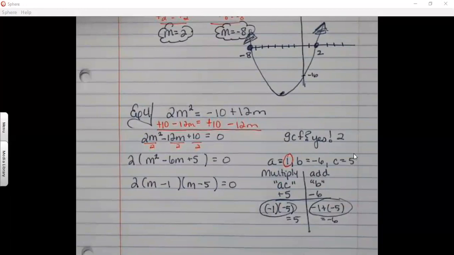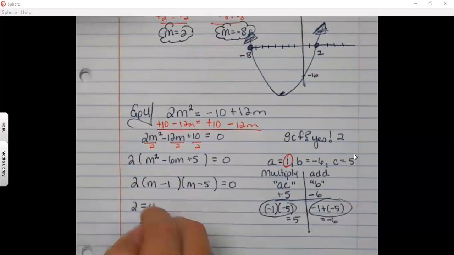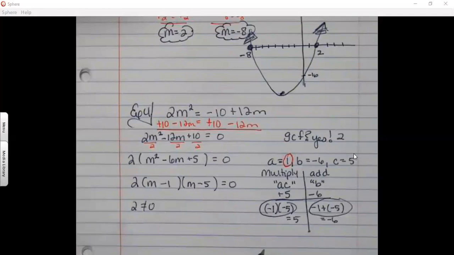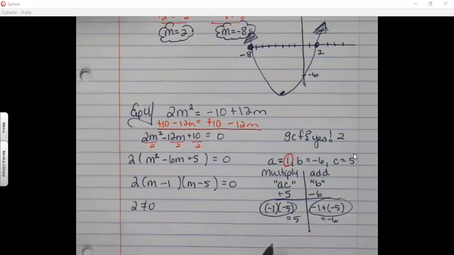Just 2, because is that GCF going to give me a root? No, because 2 can't equal 0. Now, if that GCF would have been M, and you set M equal to 0, M can equal 0. That would be a solution. So you have to have a variable in the factor to get a solution from it. If it's just a number, you're not going to get a solution. 2 is a factor, it's not a solution.